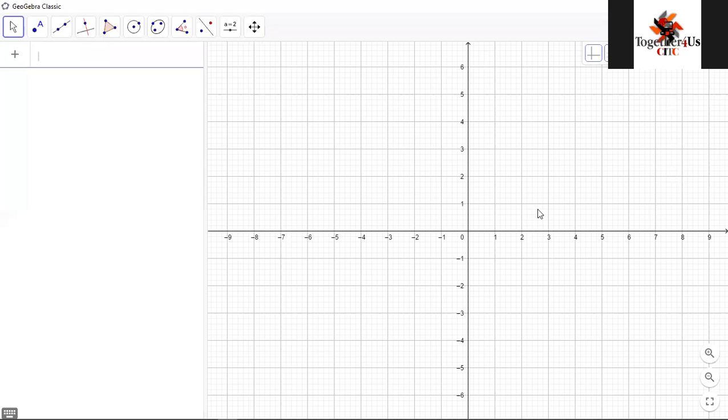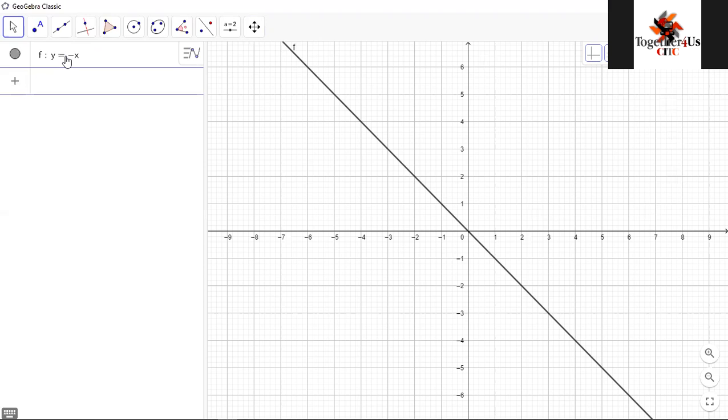So in this video, we're going to look now at the negative gradient, the case where the gradient of a straight line is negative. So let's see. Y equals, let's start with minus x. Okay, there it is. And the gradient is just -1. Now let's see what happens if the gradient is bigger than -1.